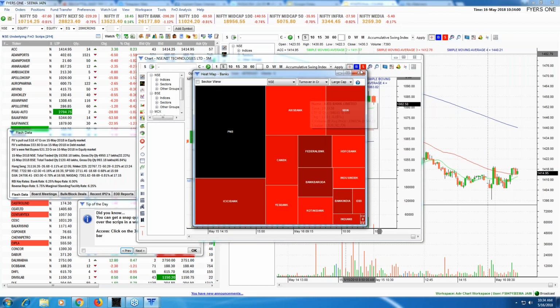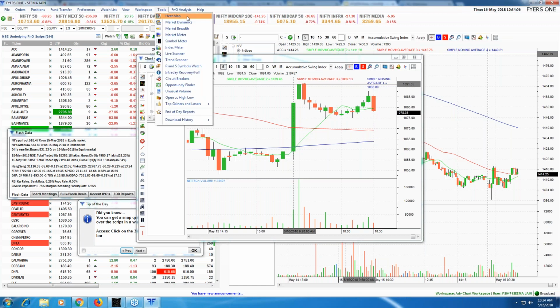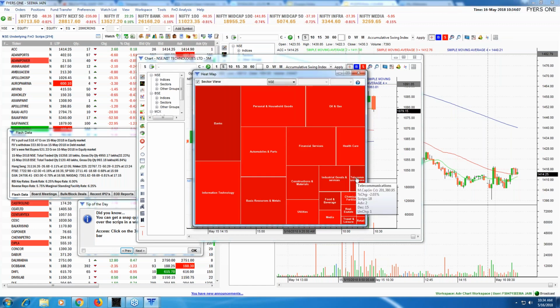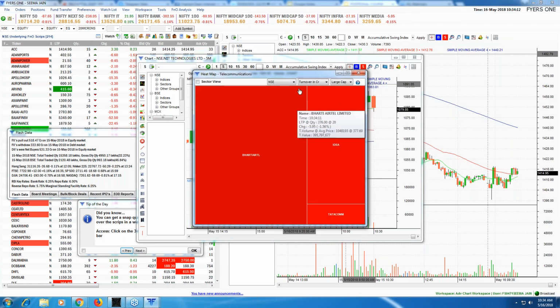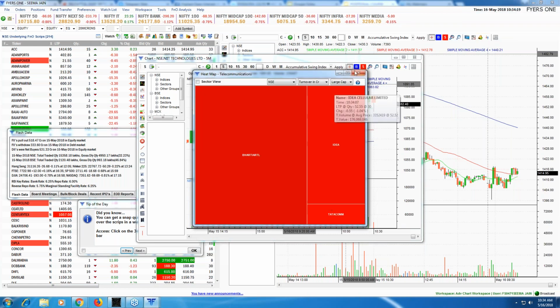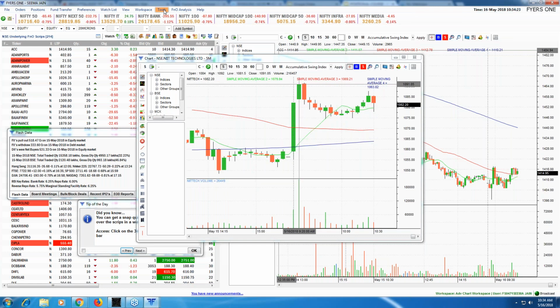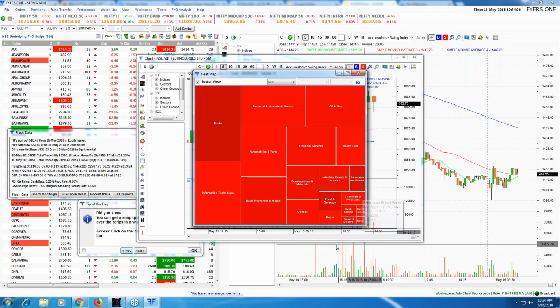Then you can check from here, in the heat map, what's happening in the telecom sector. So Bharti Airtel has got the biggest space, and it's most bleeding right now, then Idea and Tata Communication. They're all bleeding. Let's look into the IT sector.